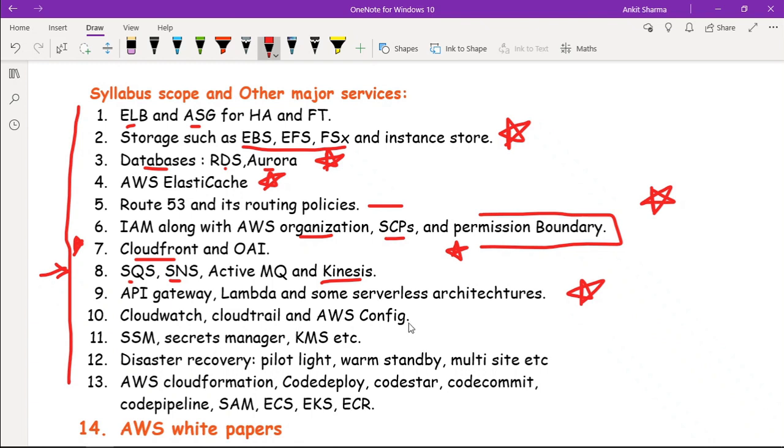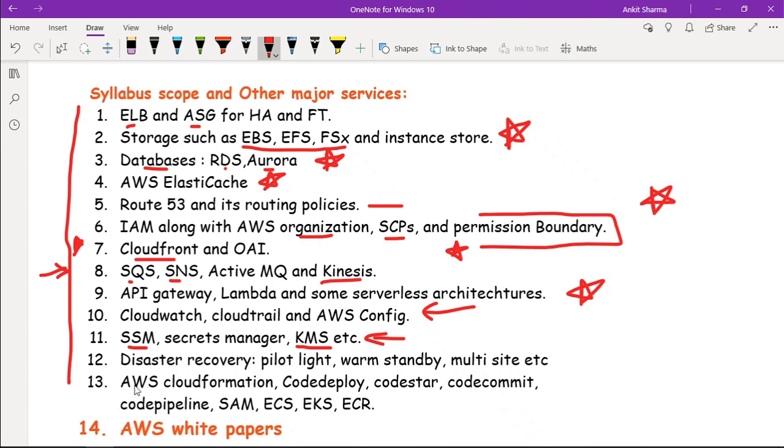Then comes CloudWatch, CloudTrail, and AWS Config for monitoring your services and ensuring the compliance. And then SSM, Secrets Manager, KMS, this is also a very important service. Encryption is all dependent upon KMS, and it is really important to understand KMS. And SSM for management of your EC2 instances. There are so many things in SSM which are relating to EC2 instances and are really important.